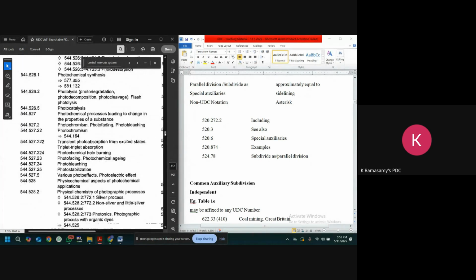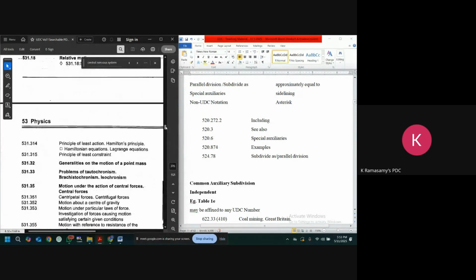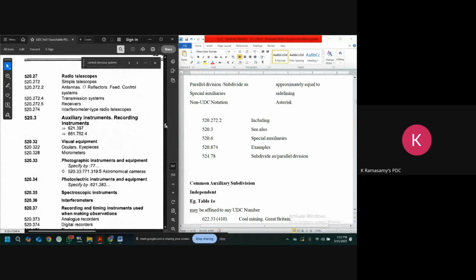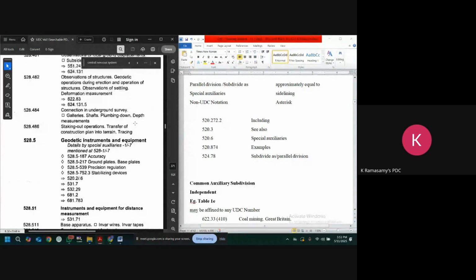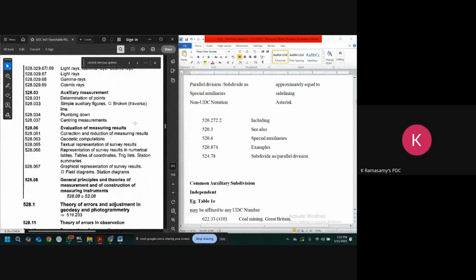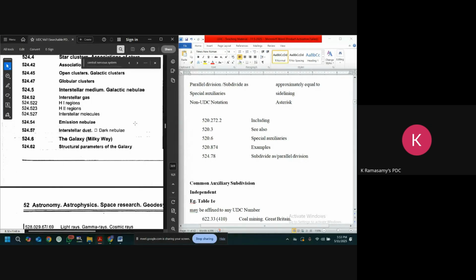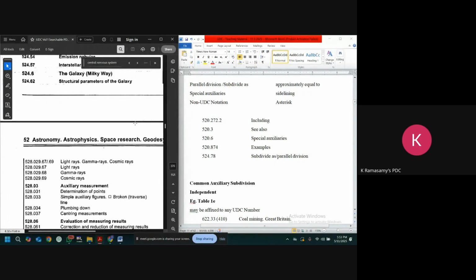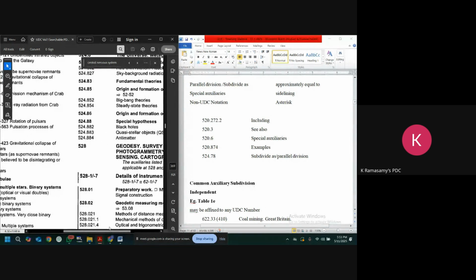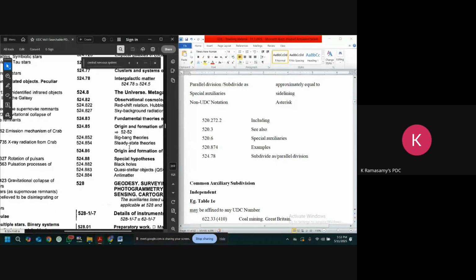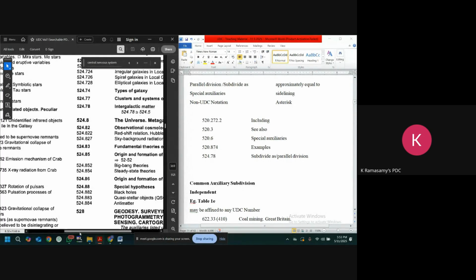524.78. Let me go to 524. Okay, 524. Just to show you how that will look. Okay, 524.78. I'll move this to the right side column. 524.78. You can see here, no?